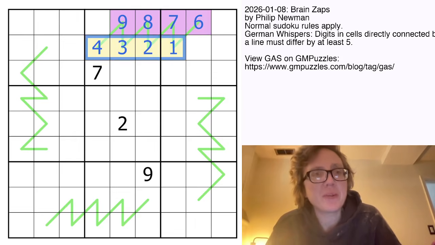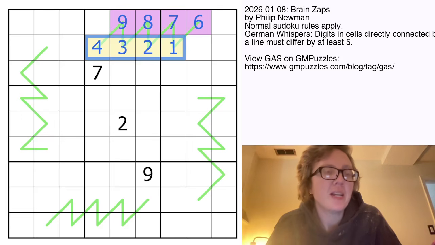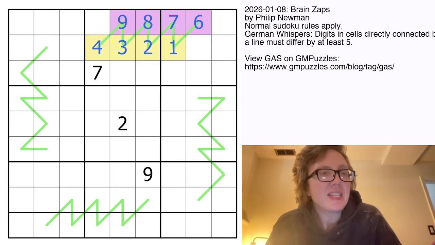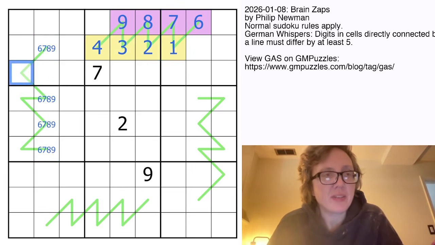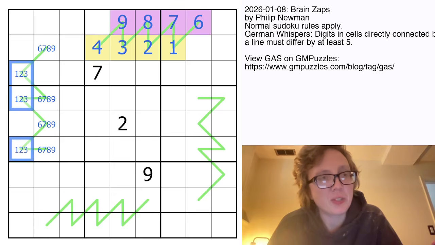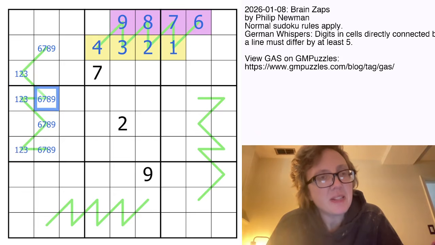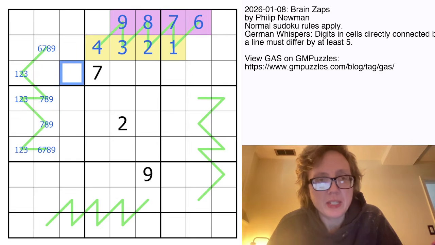Because if you look at this now, we have 1, 2, 3, 4 in this row. Therefore, this cell cannot be low. So these guys all have to be high. So those are 6, 7, 8, 9. And those are 1, 2, 3. These can't be 6 because they're each next to 2 different digits. So those are from 7, 8, 9. And we'll leave that there for the time being.